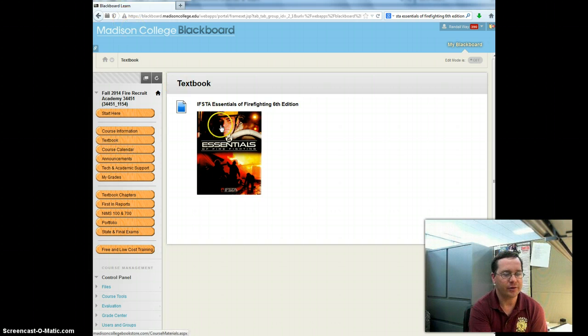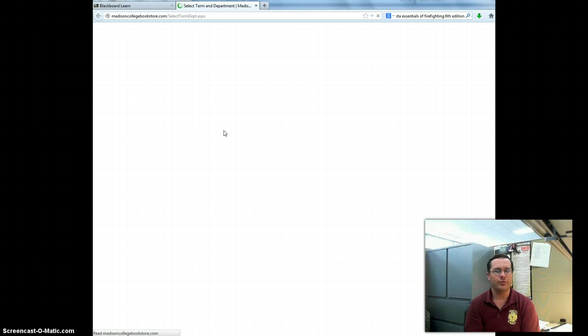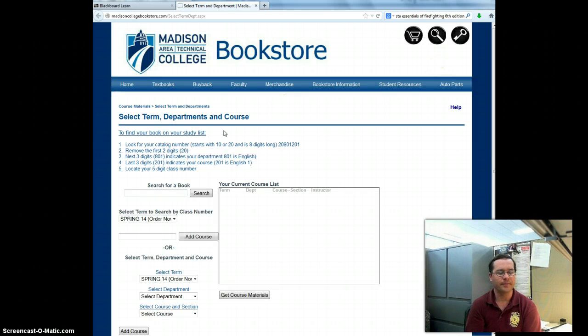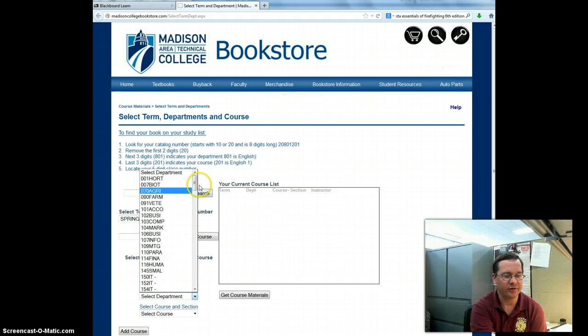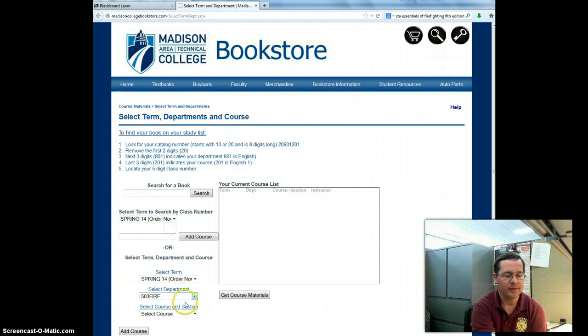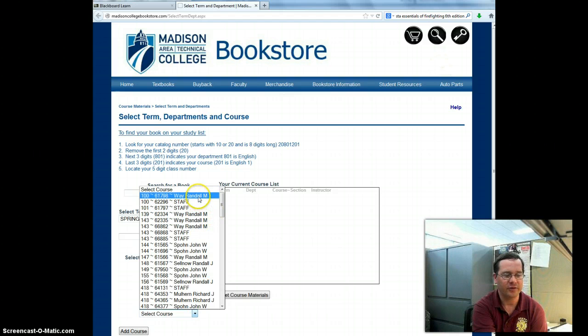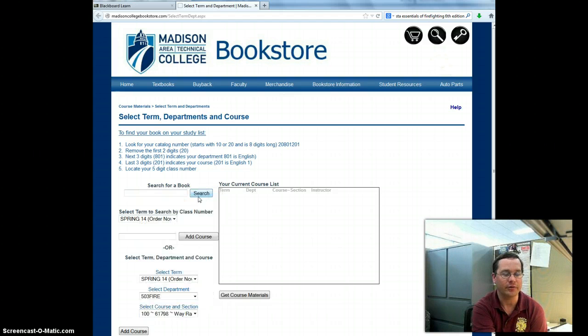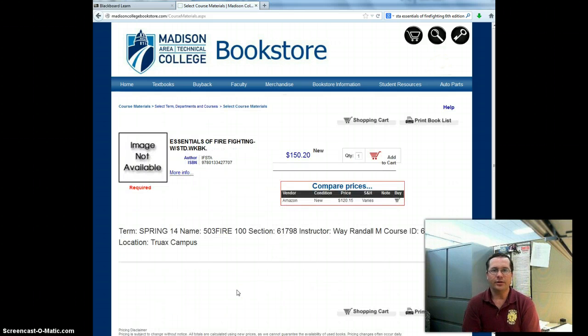If you click on the picture under the textbook tab, this will actually take you out to the Madison College bookstore, where you can select this course. You'd select department number 503, which is Fire Protection Technician, and the course number is 10-503-100, so 100. Then you'd say Add Course, and then you'd say Get Course Materials. You can see here that there is a listing for this textbook. It's actually a textbook workbook pack that you can buy through the bookstore.